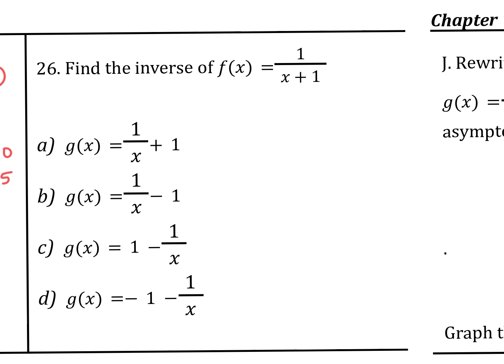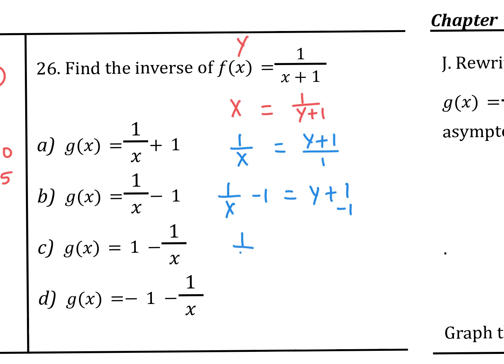To find the inverse, first of all, set f(x) equals y and then switch x and y. To solve for y, y should be on the top. So we flip both of these sides. So this is going to be 1 over x and this should be y plus 1 over 1. So we have here 1 over x equals y plus 1, and when you subtract 1 on both sides, we get 1 over x minus 1 equals y, and that changes to g(x). This is going to be your answer.